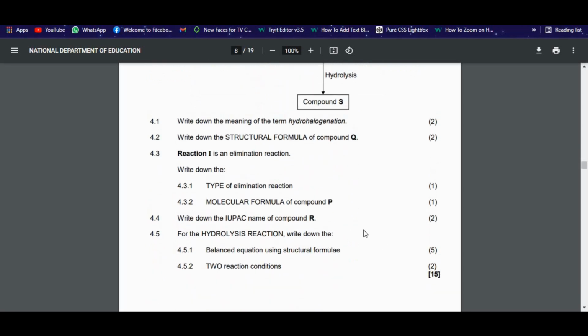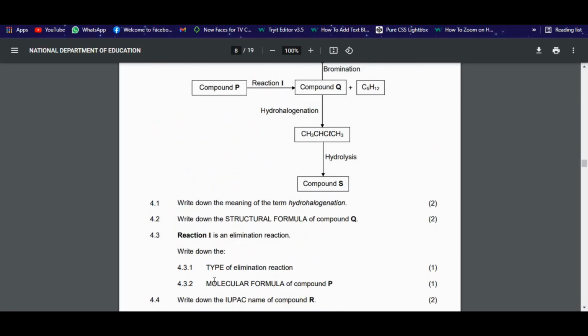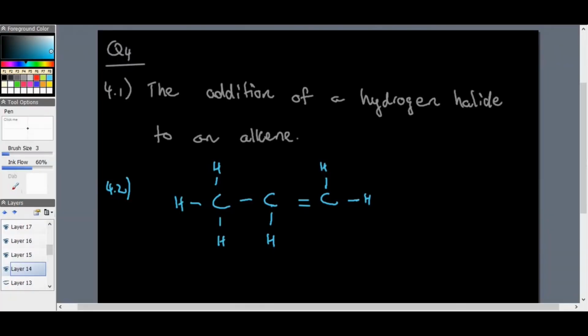4.3. Reaction 1 is an elimination reaction. Okay, great. So write down the type of elimination reaction. So we're breaking up something to get an alkene. Okay, so that elimination reaction is cracking. Okay, that's cracking.